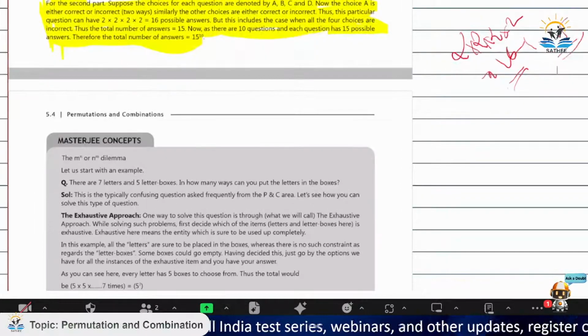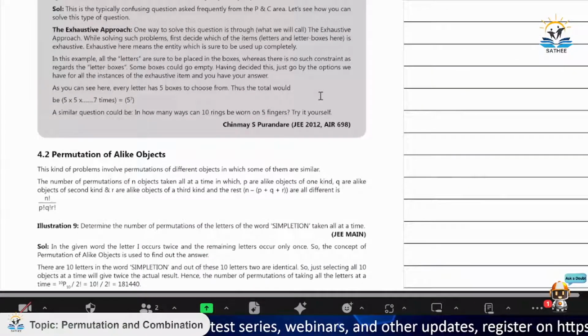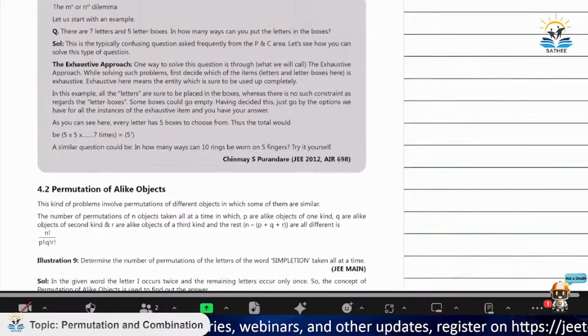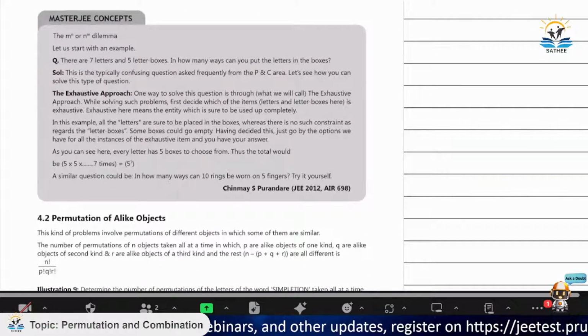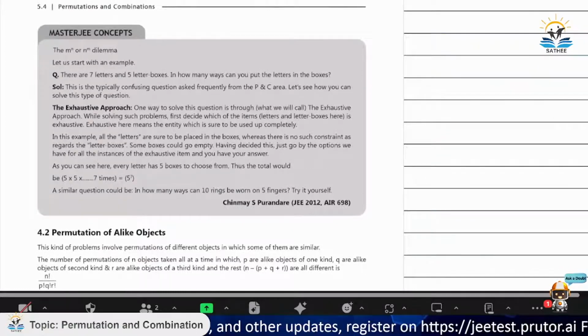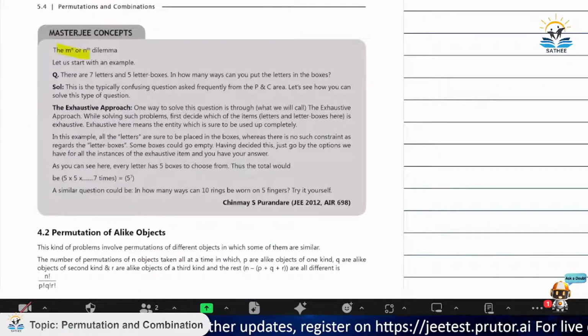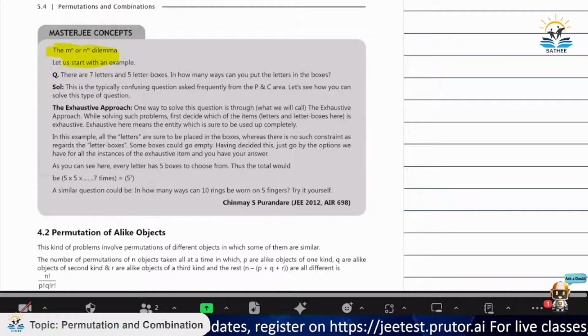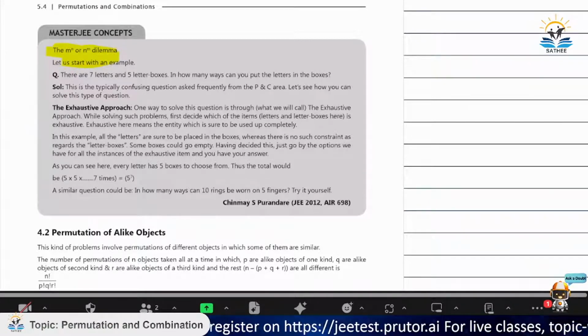Okay. Moving on, we have another concept for our side: the m to the power n and n to the power n dilemma. This can sometimes be tricky for students to study. So let's say, इसका क्या है? Let us start with an example.